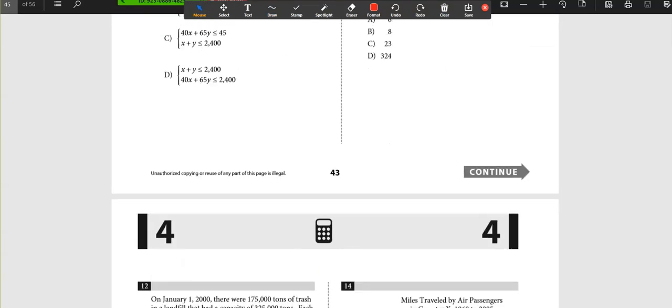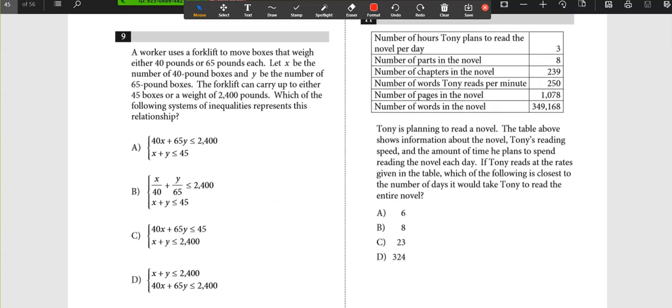Oops. Where am I going here? Question 9. What does x plus y represent in this problem? X is the number of 40-pound boxes, and y is the number of 65-pound boxes. So what does x plus y represent? Is it weight? Is it money? Is it the number of boxes? It's the quantity of the boxes. It's the number of boxes, right?